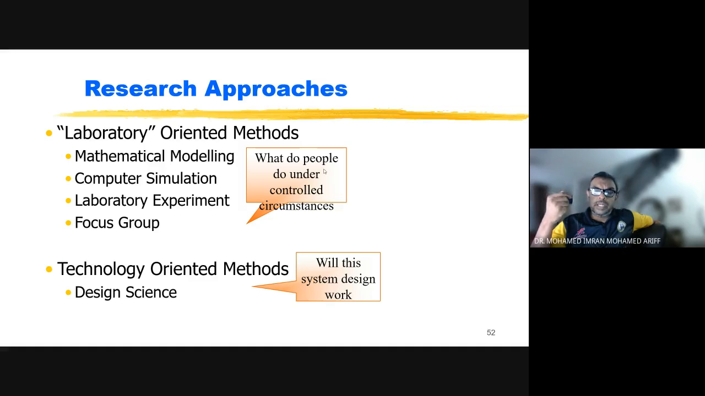For example, ini biasa dalam, kadang-kadang kalau dalam bidang komputer IT ni, they use design science untuk menentukan bahawa adakah telefon jenis ini akan membantu orang, adakah telefon jenis ini akan membantu orang-orang buta. Okay, this is design science. We want to find out, will the system work on certain condition.